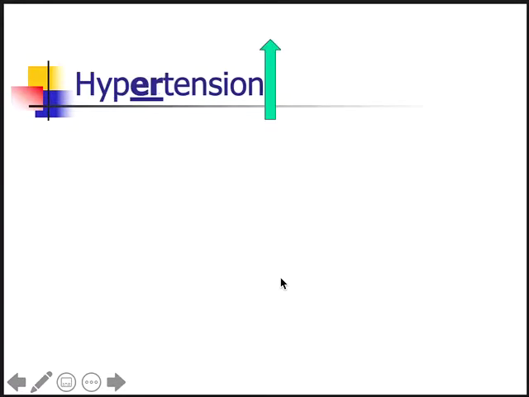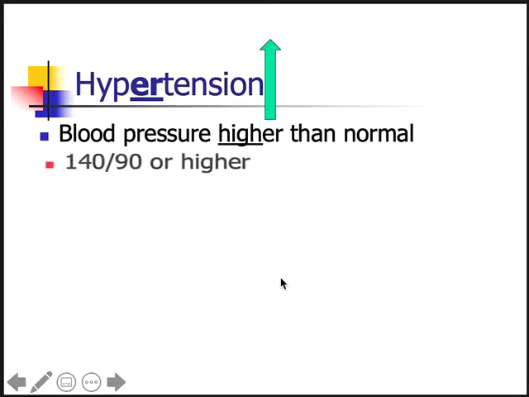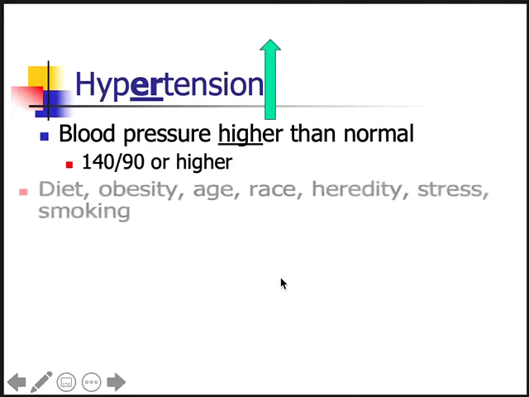Okay, hypertension, arrows going up, it's too high. Blood pressure is higher than normal. So anything 140 or above is high pressure.